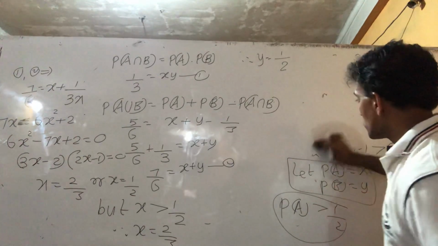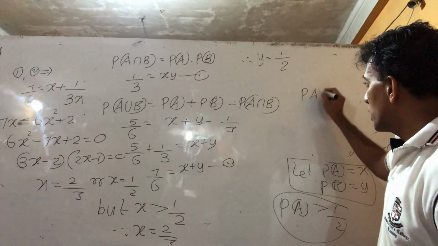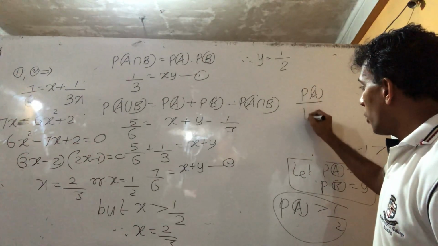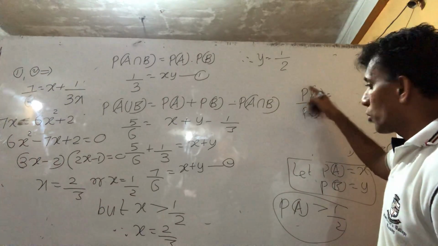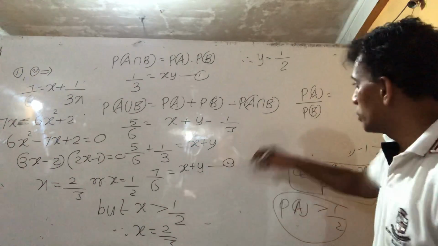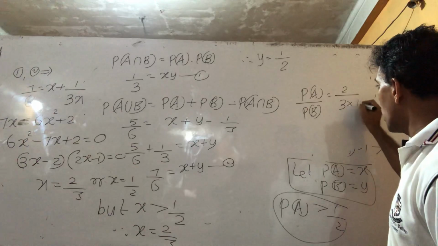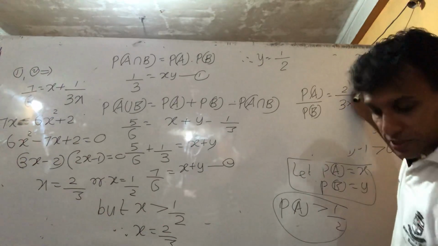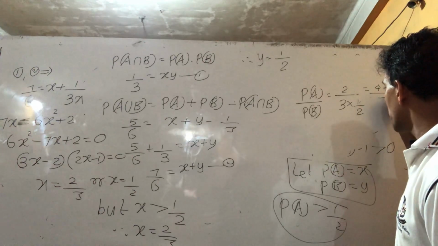Therefore, probability of A over probability of B. Probability of A is 2/3. Probability of B is half. Therefore, the answer is provided. Yes, a very interesting question, well balanced for the structure type.